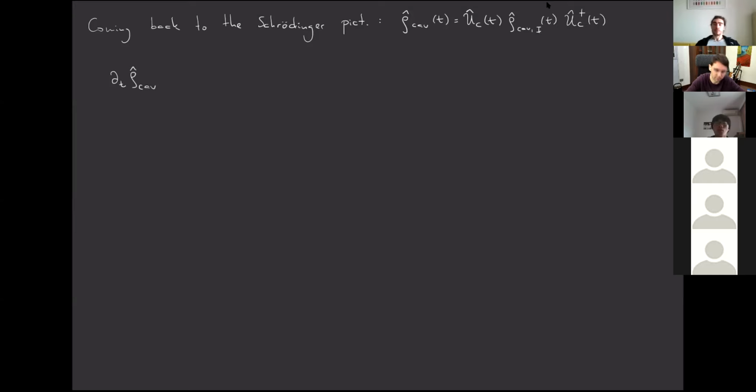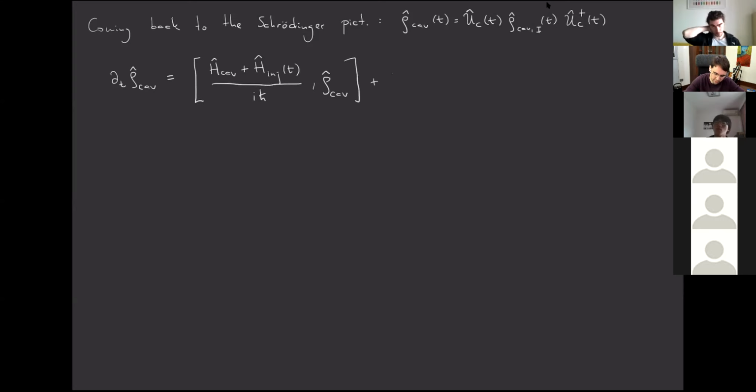cavity state is equal to, first of all, the Hamiltonian in the Schrödinger picture, which contains the cavity Hamiltonian, plus the injection Hamiltonian, and then divided by h bar. So this is the von Neumann equation of the cavity.